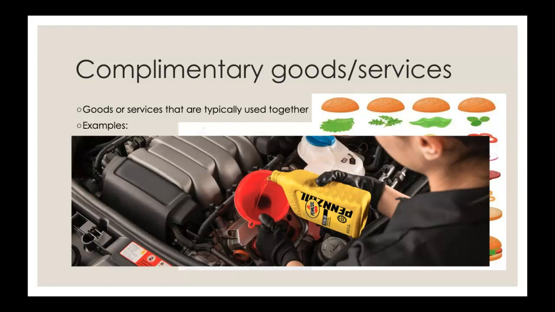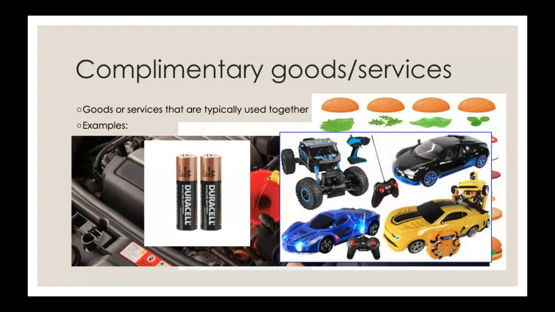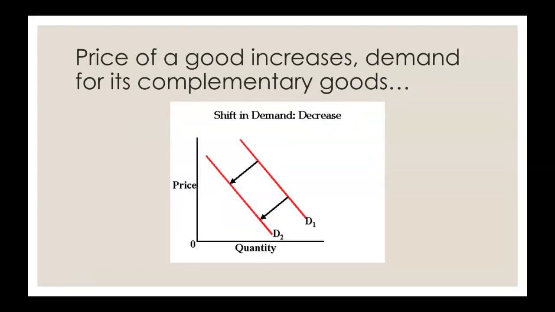Motor oil and gasoline and cars. The price of one, in fact, affects petroleum products, definitely affect the demand of cars. Batteries and remote control cars, these are complementary goods. So, with complementary goods, if the price of a good increases, demand for its complementary good will decrease. So if the price of hamburger goes through the roof, demand for hamburger buns will go down because people are going to be buying less hamburger meat, which also means they're also going to be buying less hamburger buns. So that's how that works.